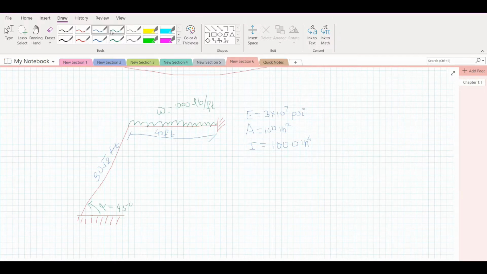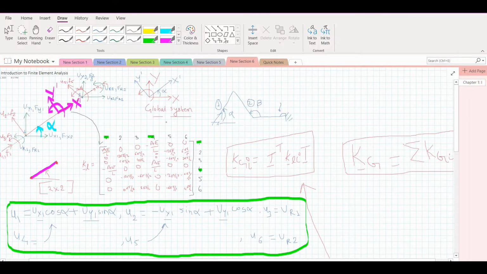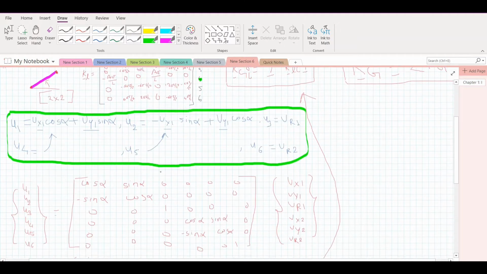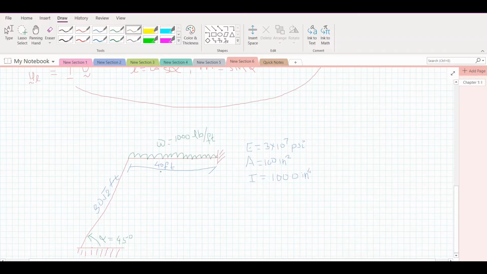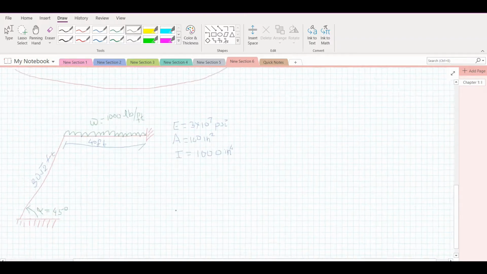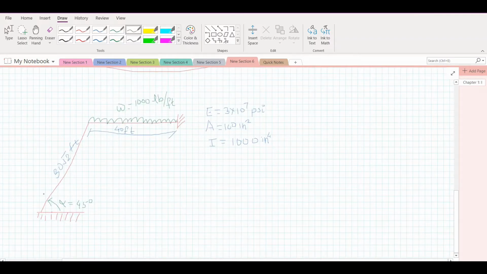Now for this case, we'll follow a similar procedure as we learned here. What we'll do is assign this as element 1 and this one as element 2. Let's label these end nodes as 1, 2, and 3.